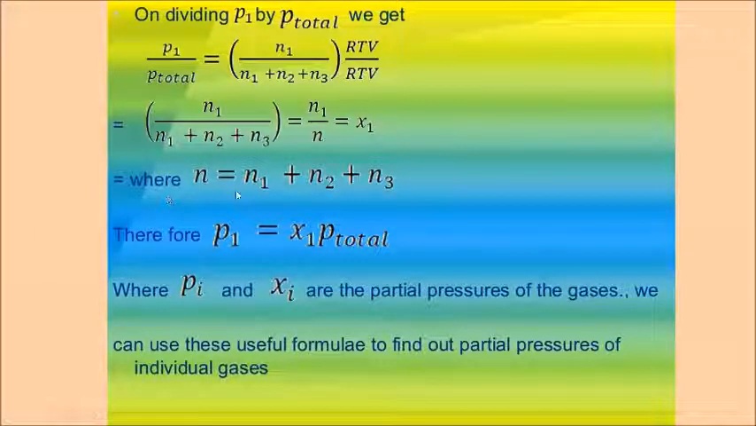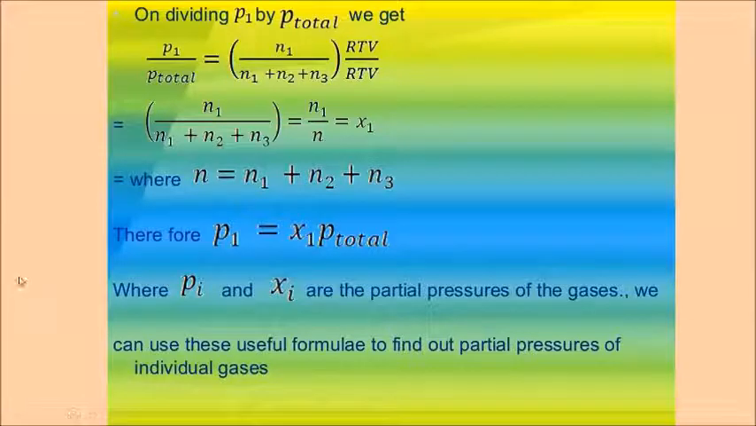We know that this number of moles is just the sum for the different gases, which we have taken as small letter n. Therefore, what can we write? P1 by P total is equal to X1. So just cross multiplying, we get P1 is equal to X1 into P total.